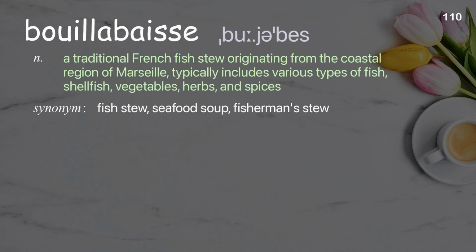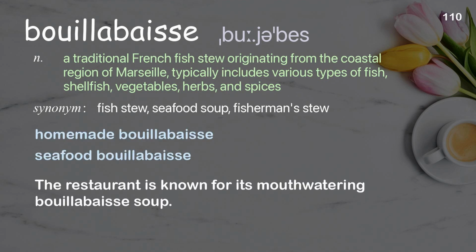Bouillabaisse. A traditional French fish stew originating from the coastal region of Marseille, typically includes various types of fish, shellfish, vegetables, herbs, and spices. Examples. Homemade bouillabaisse. Seafood bouillabaisse. The restaurant is known for its mouth-watering bouillabaisse soup.